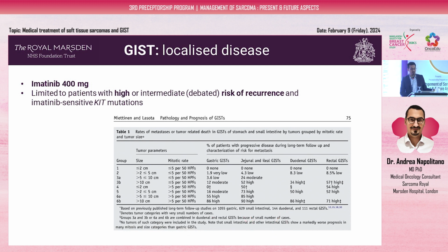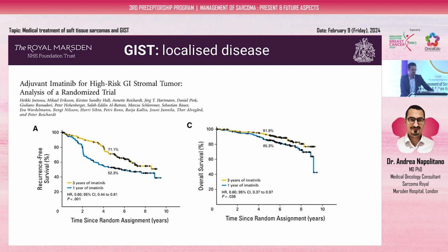There are a number of nomograms that are used to define risk. The one by Miettinen and Lasota is one of the most common, and this takes into account size of the tumor, mitotic rate, and tumor location. There also, tumor rupture is one of the other important prognostic elements. The mutation analysis per se is not considered in any of these algorithms to define the risk. But again, if you're thinking about treating a patient in the metastatic, but also in the adjuvant setting, then you have to know whether they carry an imatinib-sensitive mutation. The duration of the treatment is 3 years, and there is significant benefit both in terms of recurrence-free survival and in terms of overall survival.